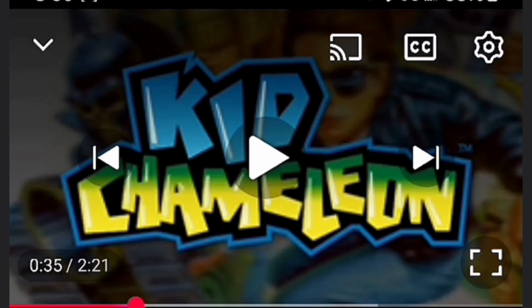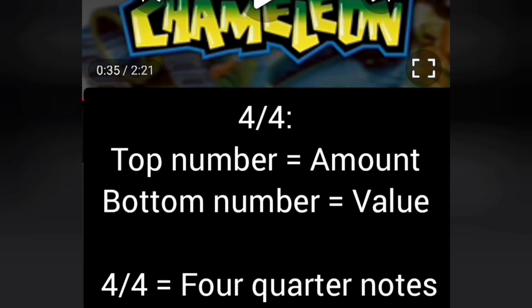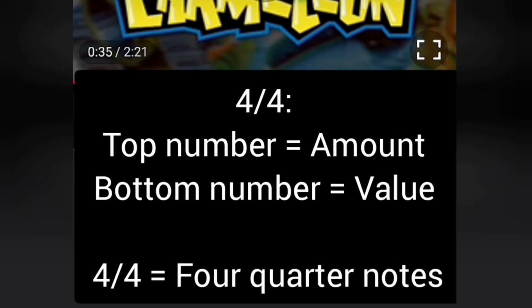So it's basically, that's the idea, and it expands a little bit. That's the basic rhythm. Now it's 4/4 because, for the beginners, for the people that don't know, what 4/4 time signature means is the top number is the amount, the bottom number is the value. So 4/4 means 4 quarter notes. Just a quick point to make it clear.